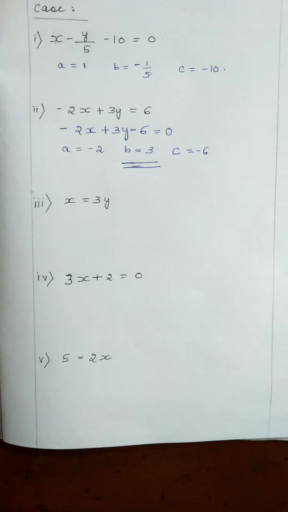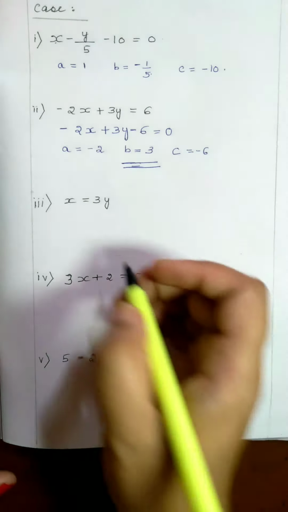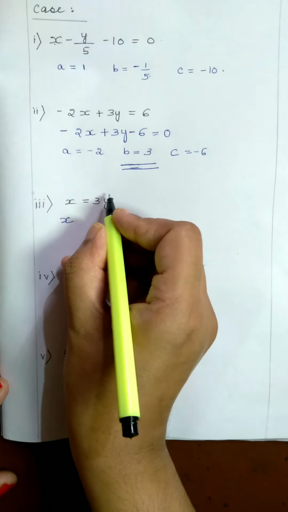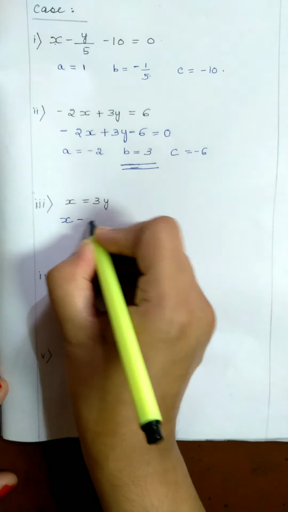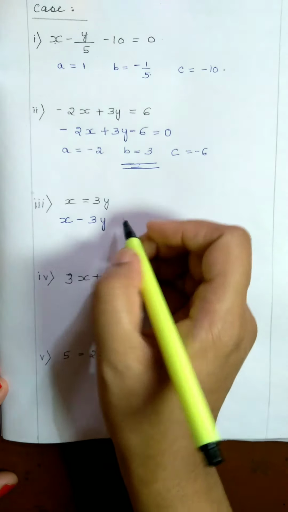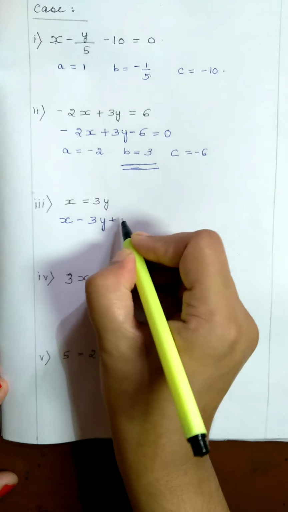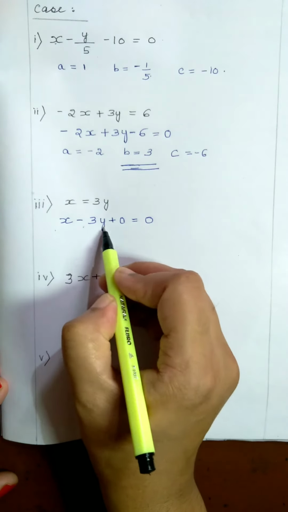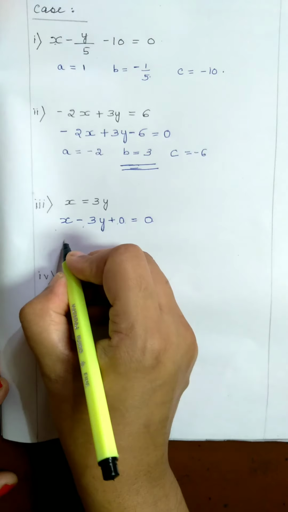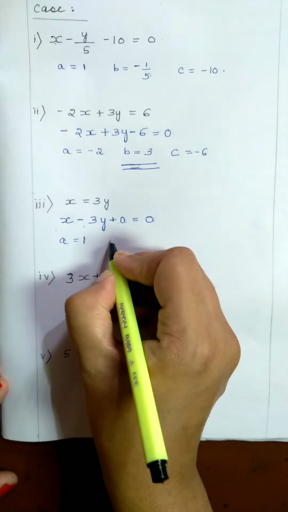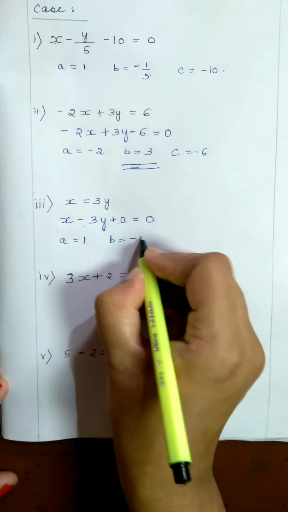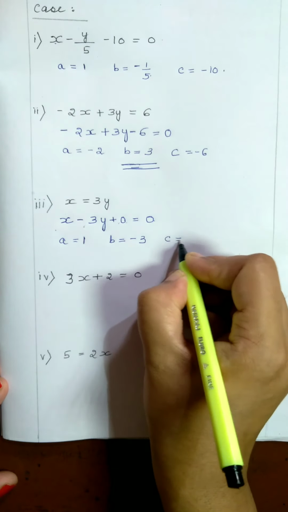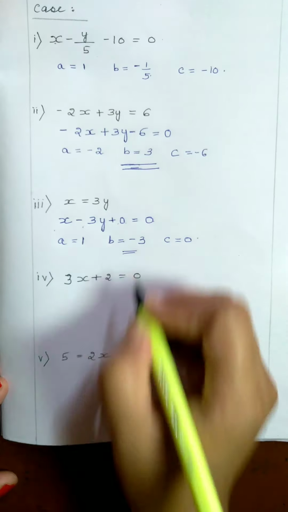We have x is equal to 3y. Now to express it in the standard form of a linear equation in two variables, let us take plus 3y to the left hand side. It becomes x minus 3y, and the value of c will be equal to 0. That will be equal to 0, which is in the form of ax plus by plus c equal to 0. And the value of a will be equal to 1, the value of b will be equal to minus 3, and the value of c will be equal to 0.